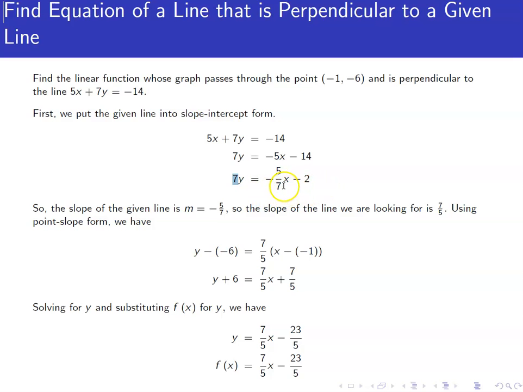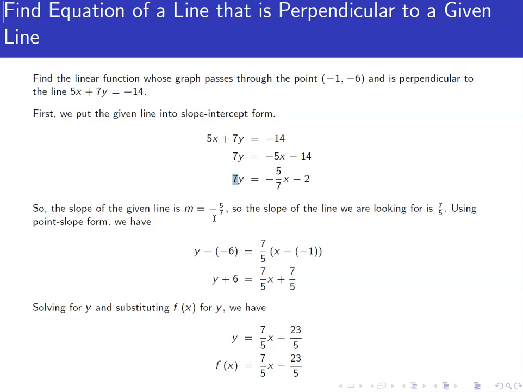So again, the -5/7 is just coming from the fact that we've taken the 7 to the other side, divided that through, and we get -5/7, and then divide here. 14 divided by 7 is the 2, so that's where the -2 is coming from. So again, now that we've got this in slope-intercept form, we recognize that the slope is -5/7.